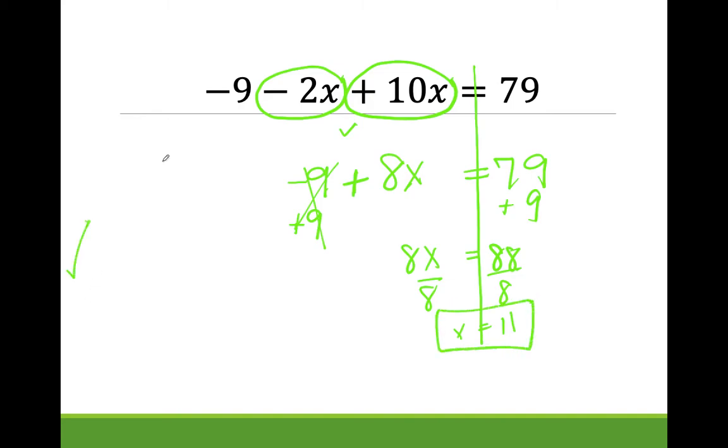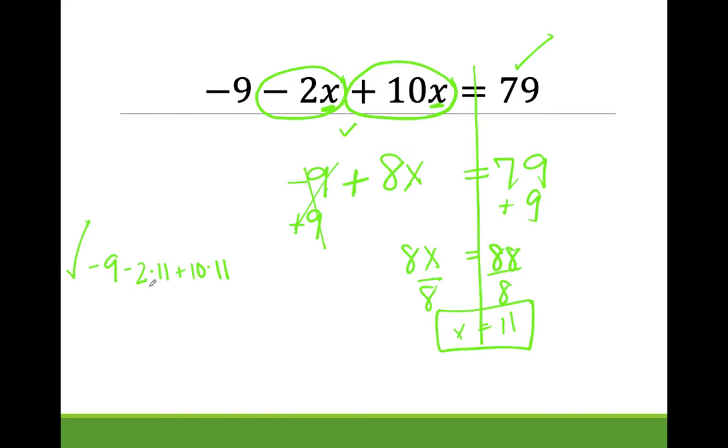To check this one, same idea, we're going to go back to the original problem, but we're going to just plug an 11 in, where now this one has 2 x's. So you actually have to plug 11 in twice. And then we want to know, does that equal 79? Because that's what it says it's supposed to equal.